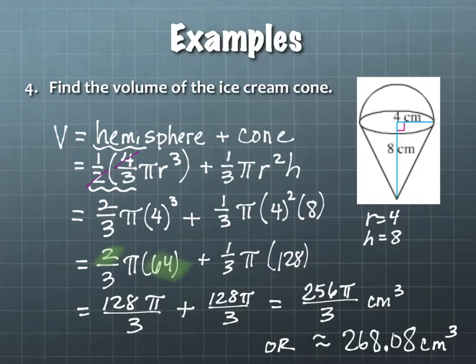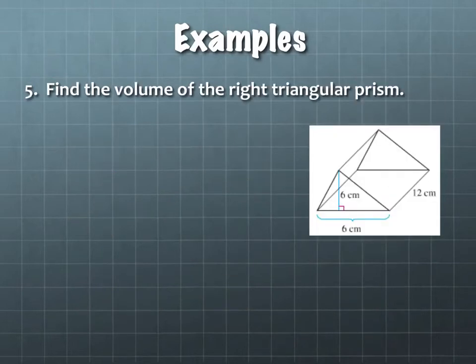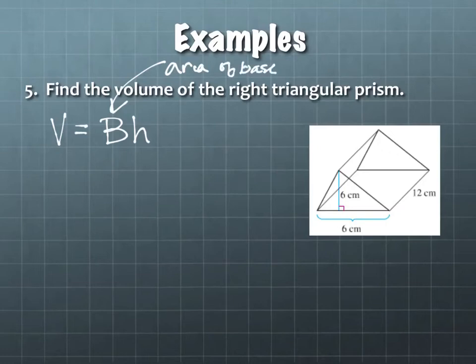Okay, we have a couple more. Volume of a right triangular prism. Now, we had a formula for a right rectangular prism, but we had this sort of generic volume for any other prism that said that I take the area of the base times the height. All right, so this is the area of the base. My base is a triangle. You actually know the formula for the area of a triangle, right? What is the formula for the area of a triangle?